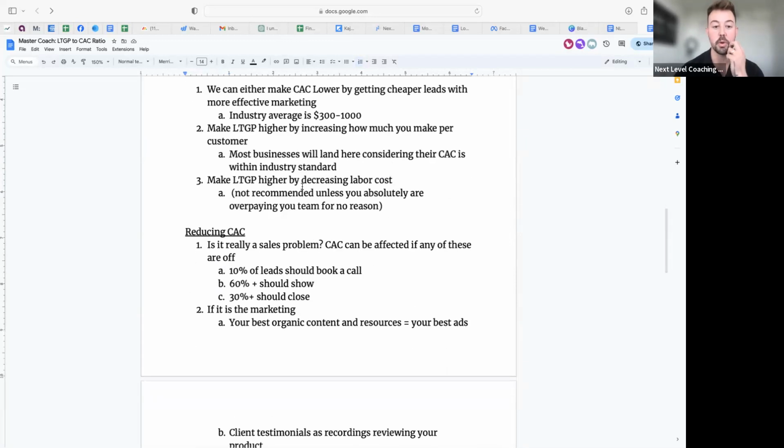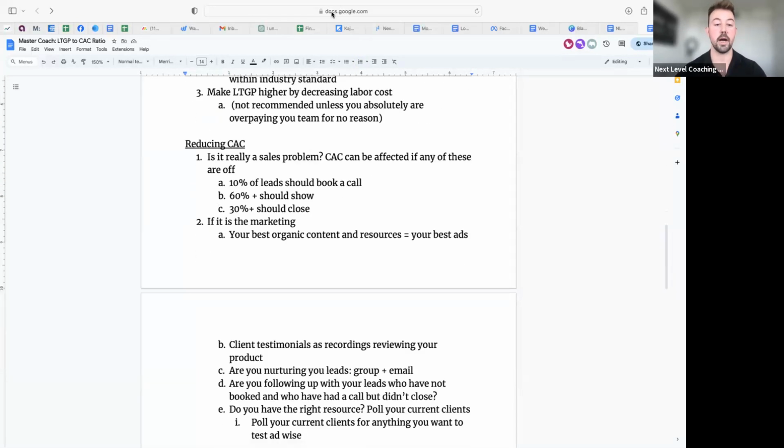Now that could really be two parts, right? Like I said, it could be a sales problem, which means we're not booking the leads that are coming in, those leads are not showing up to their appointments, or we're not closing those leads. Or if the sales side is good, meaning you hit these KPIs, then it's a marketing problem. All right, so we got to identify which it is.